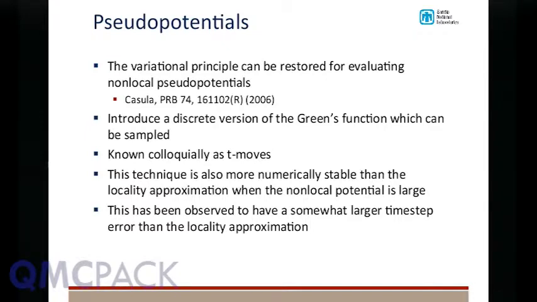There's another method for evaluating non-local potentials in diffusion Monte Carlo, and this restores the variational principle. It came out in 2006. You introduce a discrete version of the Green's function. You construct a lattice model around the atom, and then you use lattice techniques to sample this with the fixed node approximation. You'll see it colloquially referred to as T-moves, and it also happens to be somewhat more numerically stable. Sometimes you do a calculation in DMC with a pseudopotential that has a large non-local piece, and you'll have some weird interaction with the nodes as you're evaluating it, and you'll see your local energy get a huge spike. This technique gets rid of this.